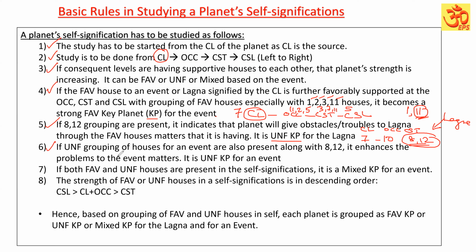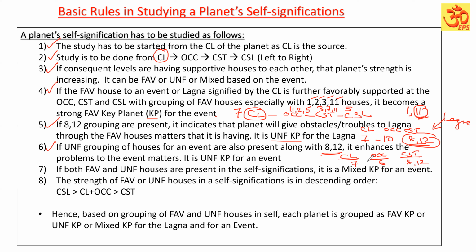Next point. If unfavorable grouping of houses for an event are also present along with the 8 and 12, unfavorable key planet to the Lagna, right? Unfavorable grouping of houses for an event are also present along with the 8 and 12 houses, it enhances the problems to the event matters. It is an unfavorable key planet for an event. It means, suppose the planet cuspal lord for 7th house, occupying, say, for example, 6th house, cuspal star lord for 8 and 12, for example.